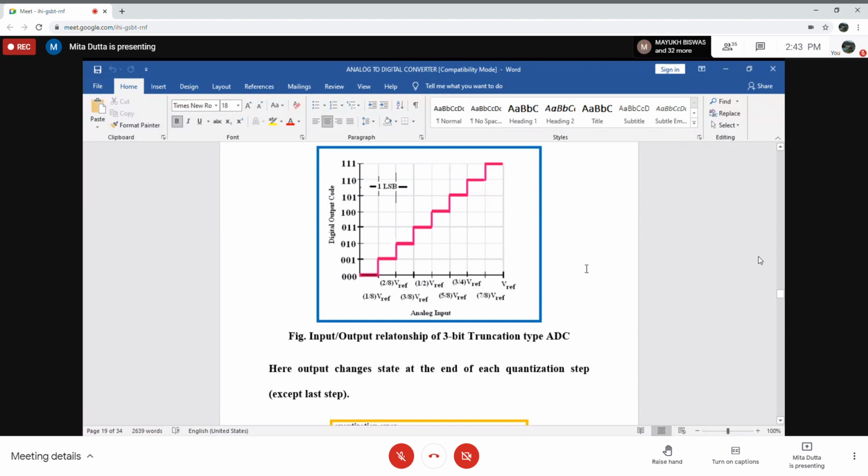Yes, it is 1 LSB or VFS by 2 to the power N, or VREF by 2 to the power N, where N is the number of bits in a converter and VREF or VFS is the full scale voltage. So in rounding off type ADC, we have seen we can reduce the quantization error from Q to plus minus Q by 2, which is plus minus half LSB.